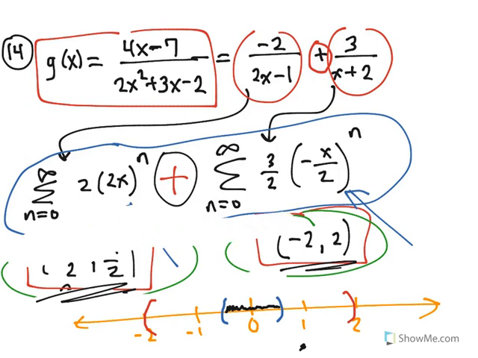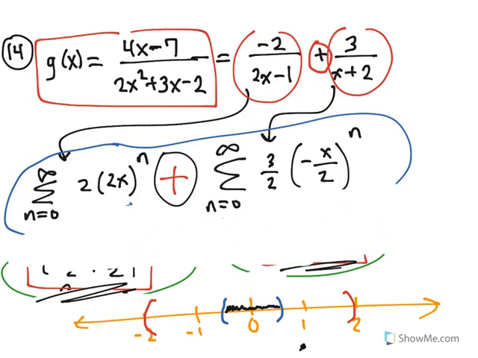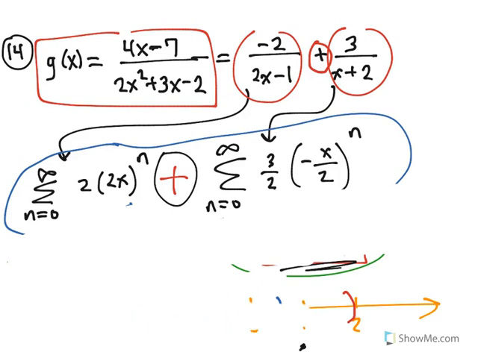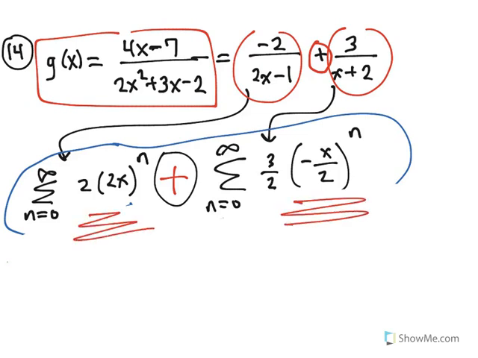Let's take a look. And then that would complete our example for number 14, because after we add the two power series together, we would have a power series, not necessarily geometric anymore. These are geometric, but when we add them together, let's see what we get. But we will have a power series that represents the function g, and it will be centered at 0. And how do you do that?